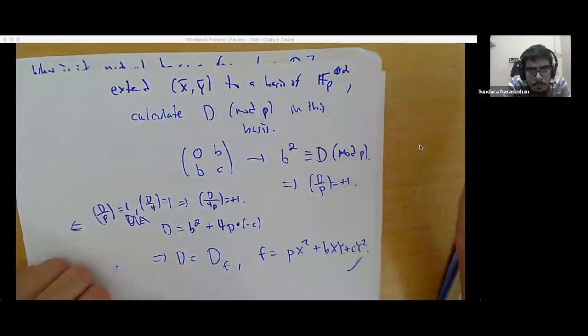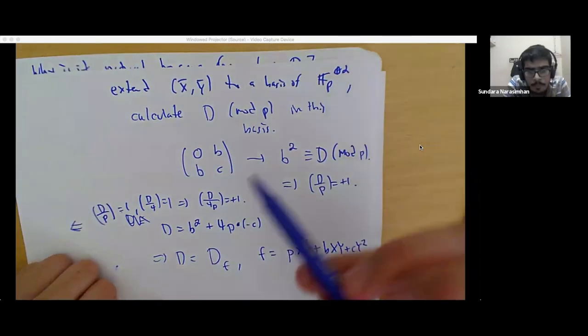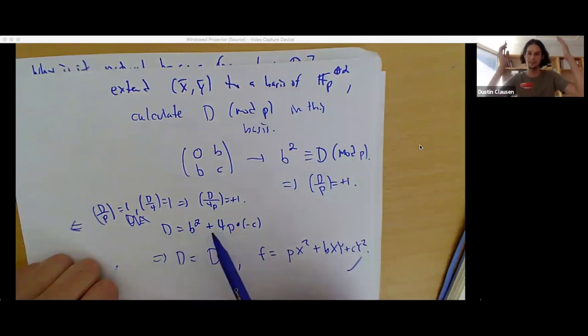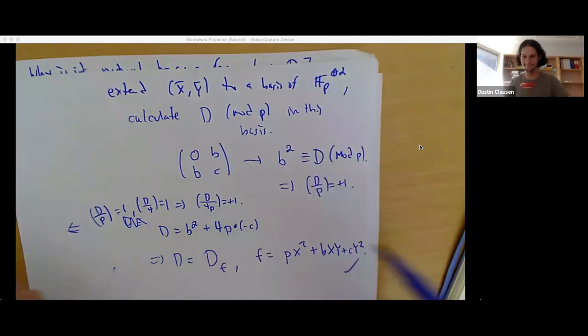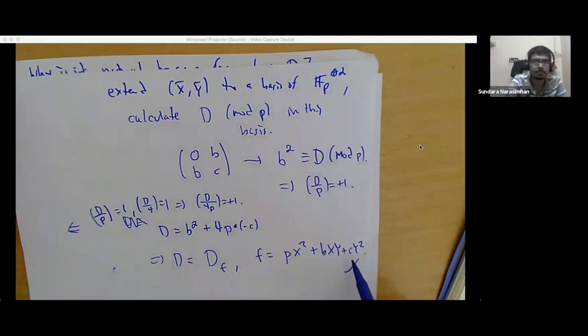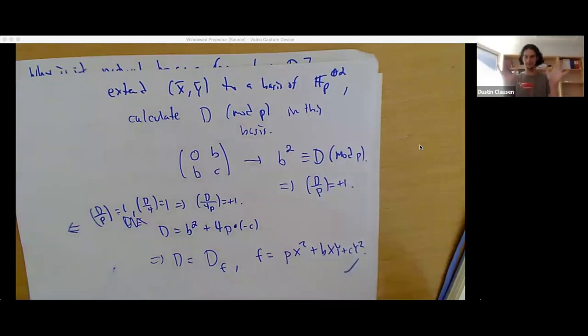Yeah. Okay, so then we just write what that means. It means we can find a B such that B squared is congruent to D mod 4P. So D is equal to B squared plus some multiple of 4P, which I'm calling minus C. And that equation just says that D is the discriminant of this form. So it's very elementary. I'm not doing anything fancy here.